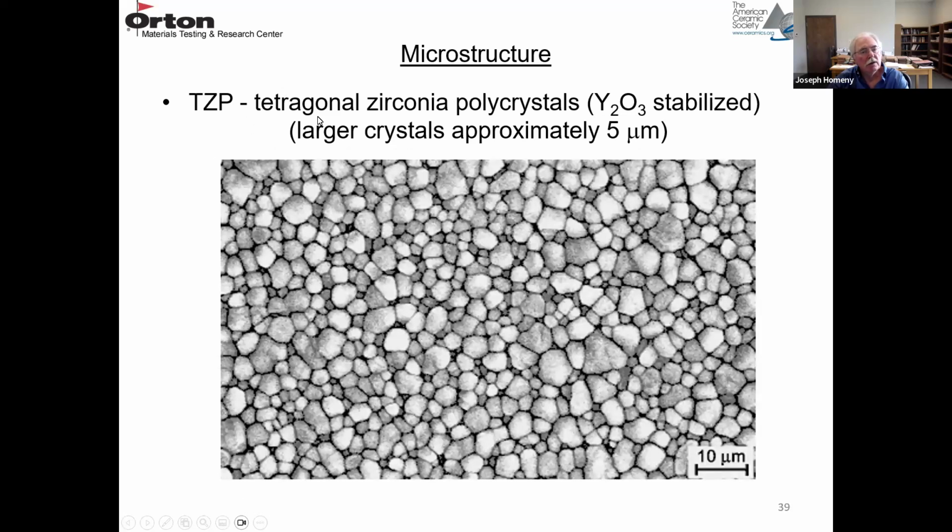And here's another example of tetragonal zirconia polycrystals, TZP. Also a small amount of Y2O3 stabilizer. And the larger crystals here are about 5 microns. So this microstructure has been etched. You can clearly see the crystals and the grain boundaries.